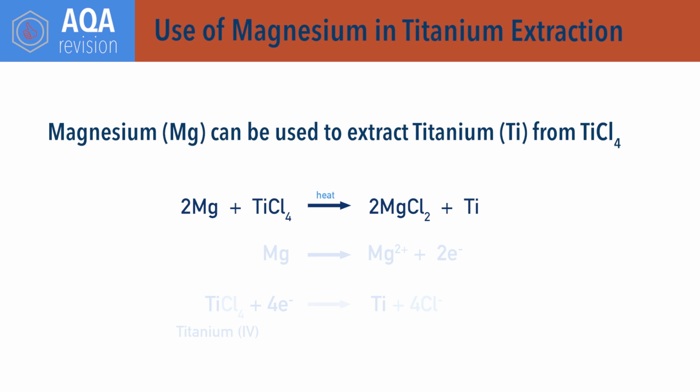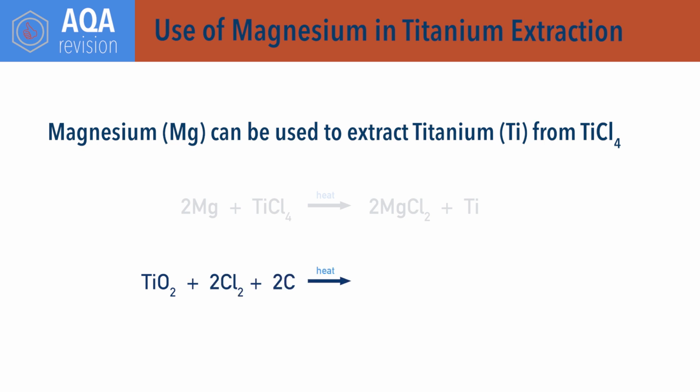The MgCl2 is soluble in water, and this means it can be separated from the titanium in the mixture. The titanium is actually found naturally as titanium(IV) oxide, TiO2. This oxide is heated with chlorine gas and carbon to form the titanium(IV) chloride that is then reacted with magnesium in the extraction process. TiO2 plus 2Cl2 plus 2C forms TiCl4 plus 2CO.